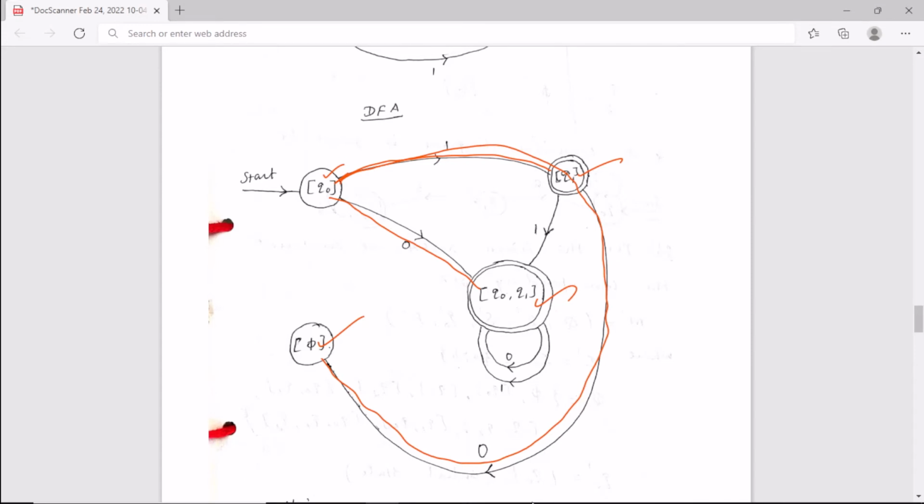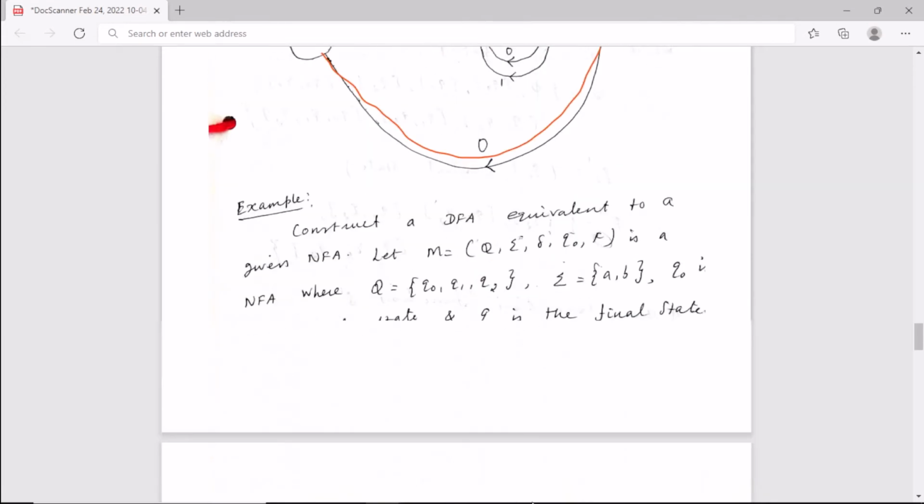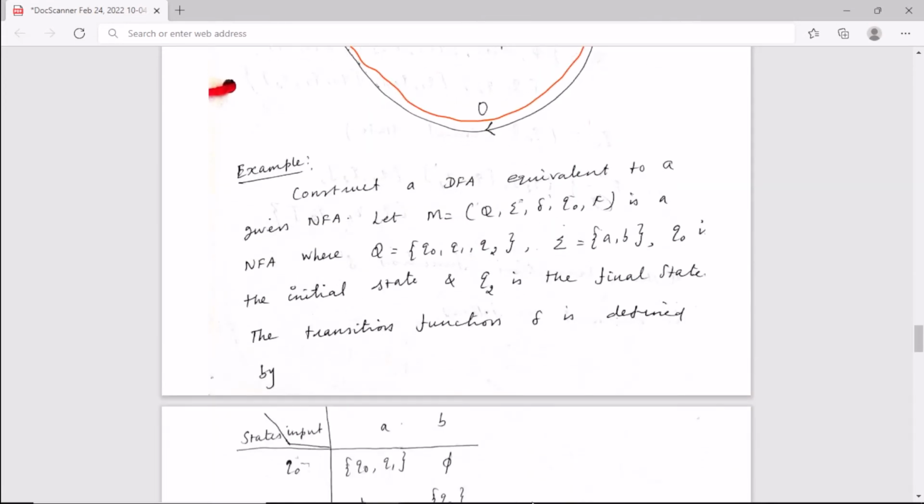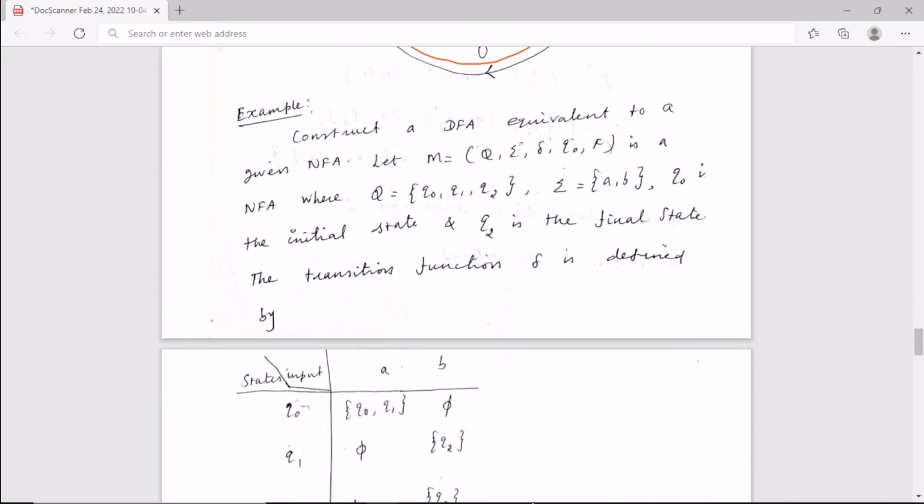So along with these input symbols, this is the DFA equivalent to the given NFA. Okay, so that's all. I hope you got a clear idea about how to convert a given NFA to DFA. Next, construct the DFA equivalent to the given NFA.